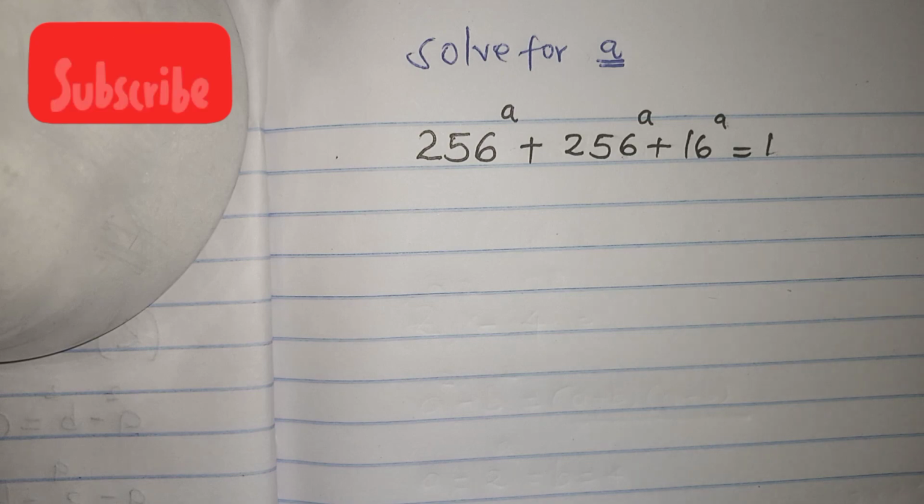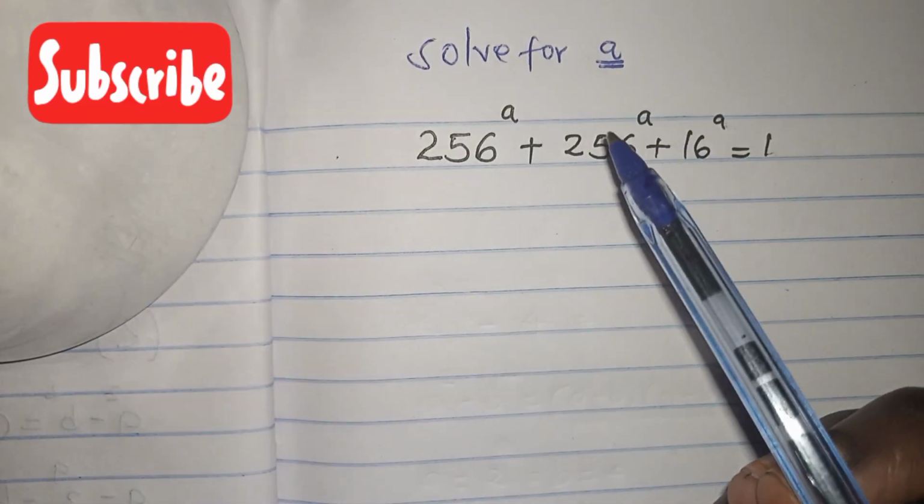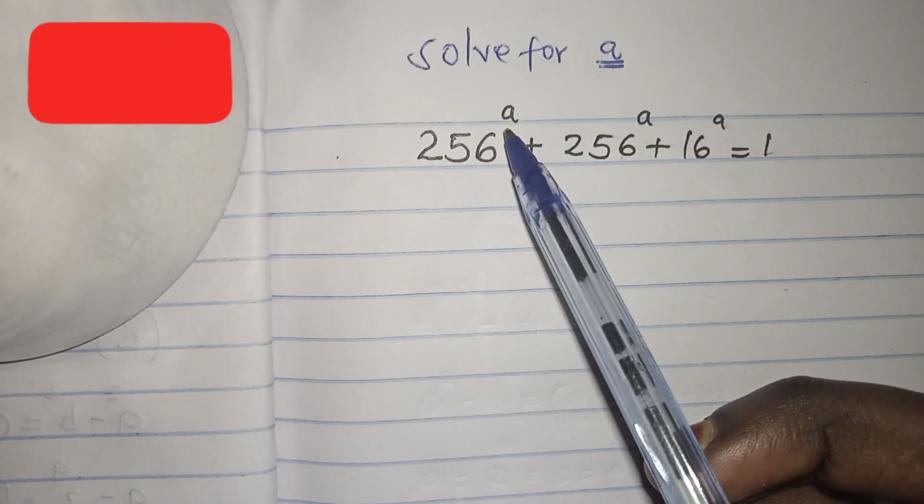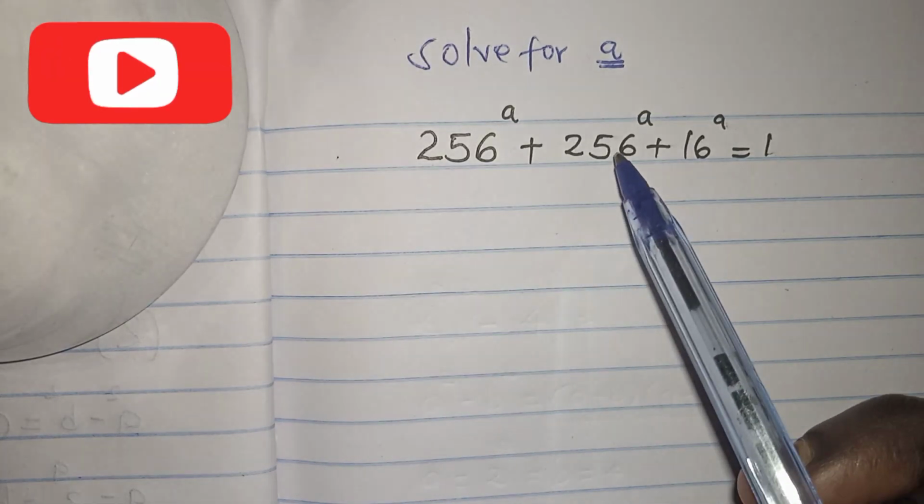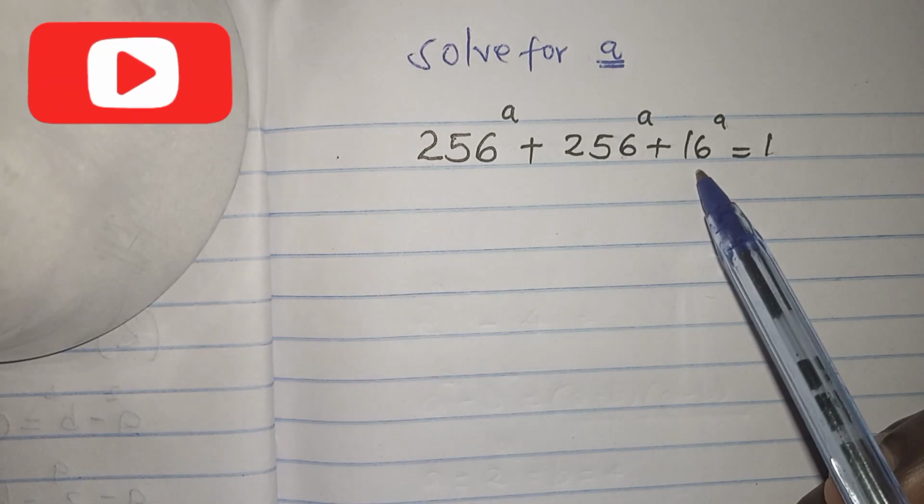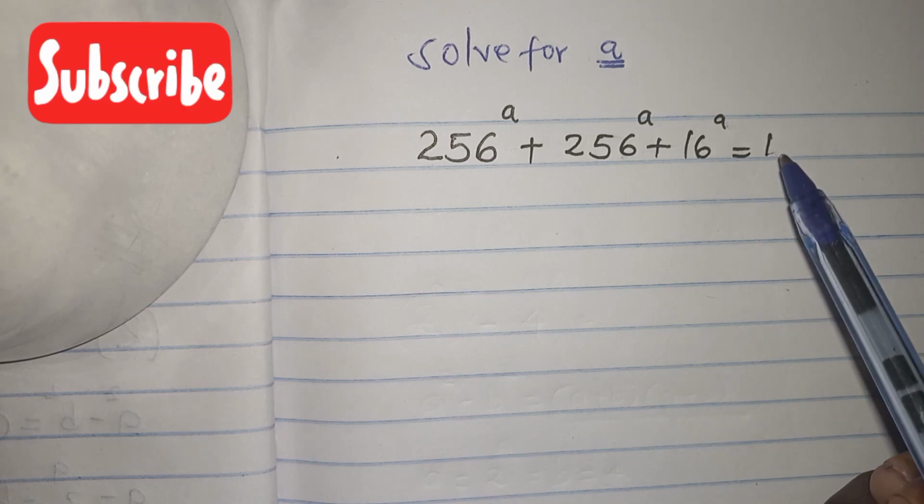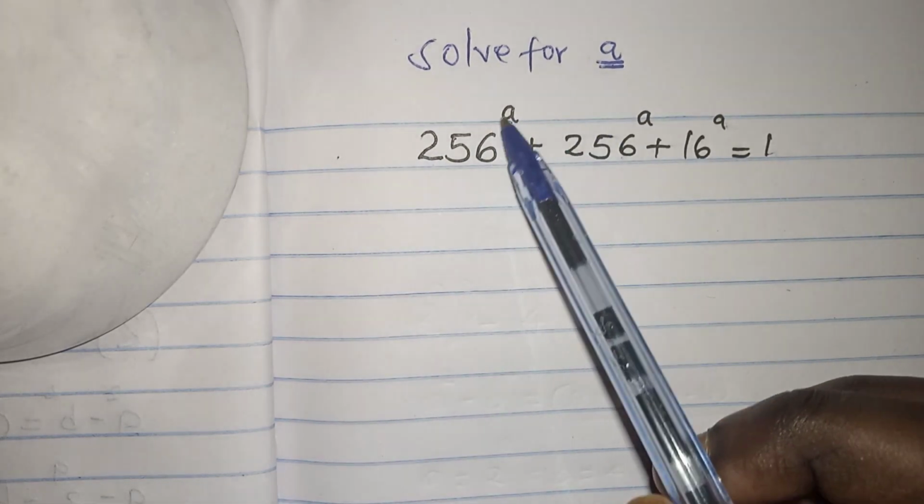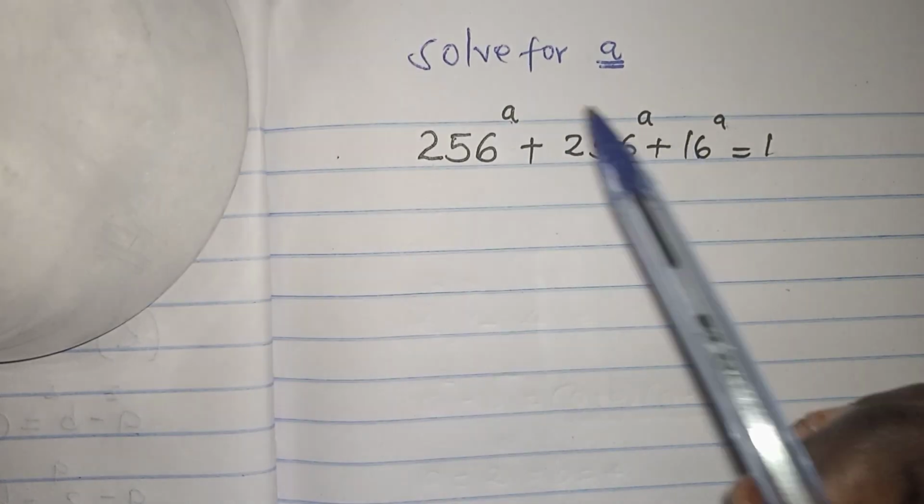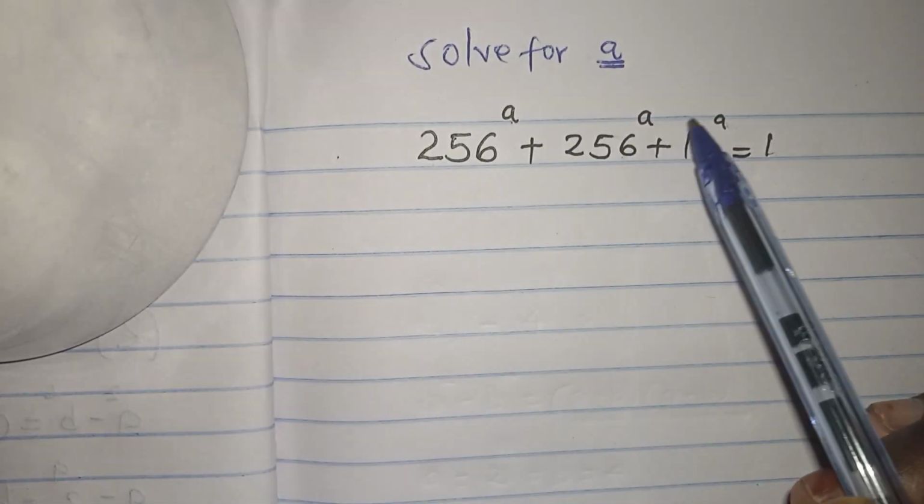So today I'm bringing you math, and we want to solve for a. Given that 256 to the power of a plus 256 to the power of a plus 16 to the power of a is equal to 1, I want us to solve for the value of a. You can see here our a, it's our powers. We have a, and a.